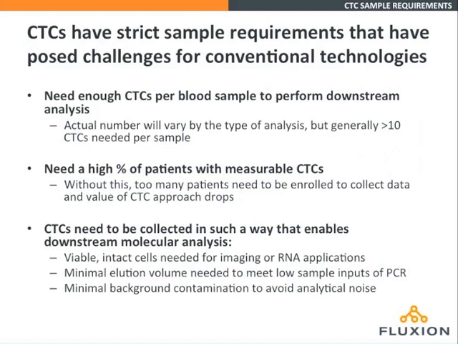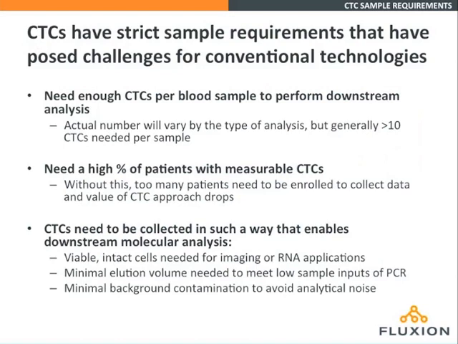So again, here are some of the challenges, and what we've done to address them will come next. The key challenge, and what we've most focused on, is having enough CTCs per sample to accurately perform a downstream analysis. As you'll see in the rest of the presentation, the actual limits of detection are different for different assays. But generally, we believe that at least 10 circulating tumor cells are needed per sample in order to provide a meaningful analysis.